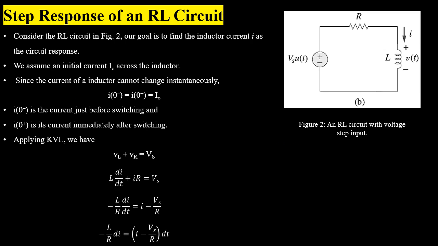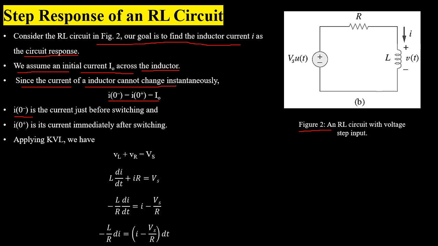Now for the step response analysis, consider the given RL circuit in the figure 2. And for this circuit we will determine the inductor current as a circuit response. Here we assume that some energy was initially stored in inductor, and due to this the initial current across the inductor will be I0. And we know that current through inductor cannot change instantaneously, so before and after the switching of DC voltage source, the initial current across the inductor will be I0.